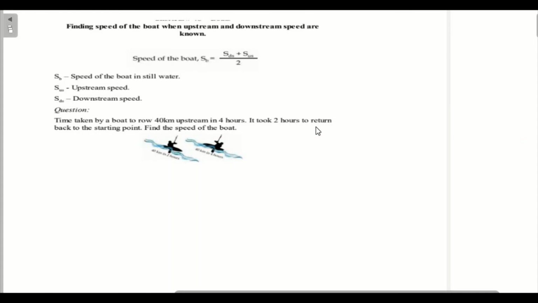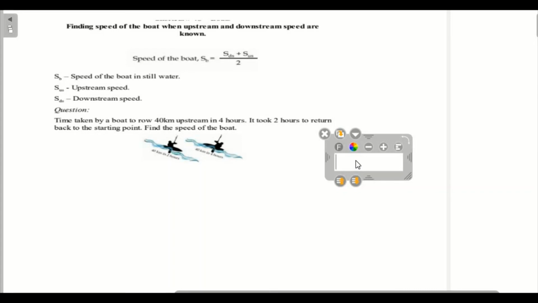So now we are calculating it for 2 persons in the boat. They have given the question: the boat takes 4 hours to row 40 kilometers upstream. It took 2 hours to return back to the starting point. Find the speed of the boat. So here we have downstream as well as upstream, and for downstream and upstream we have to calculate.